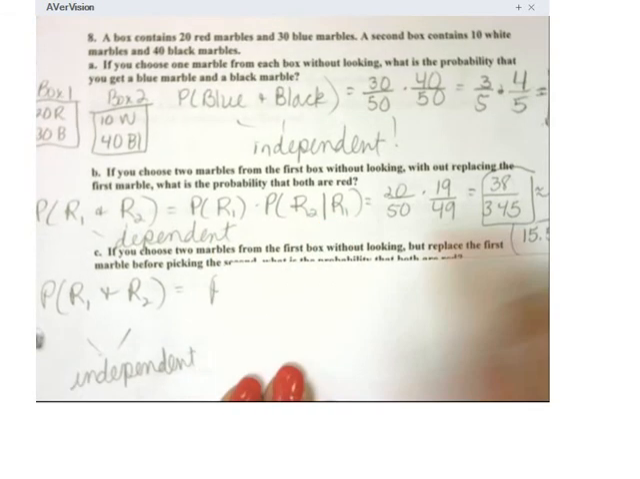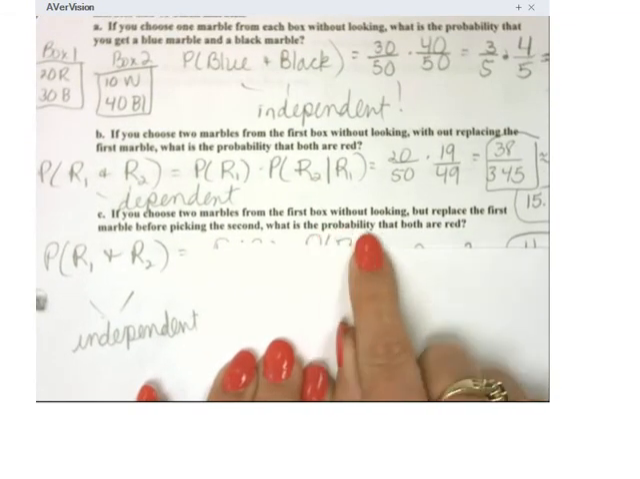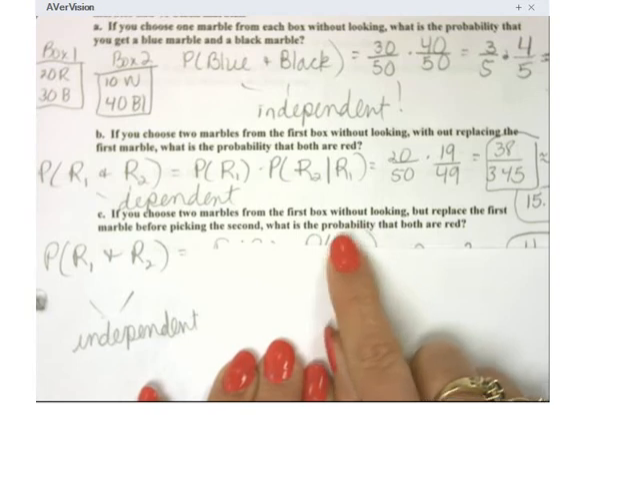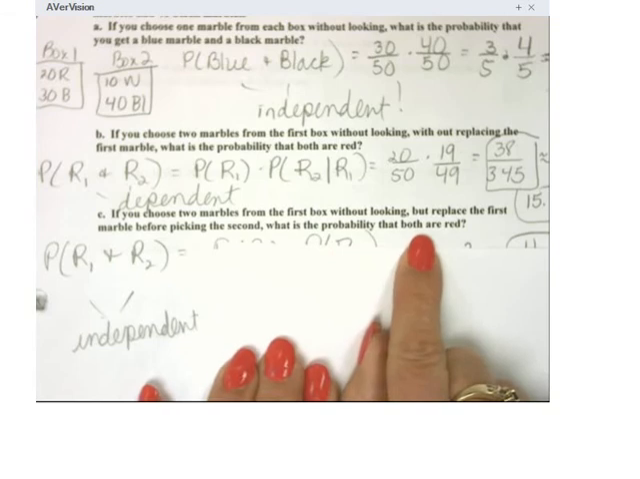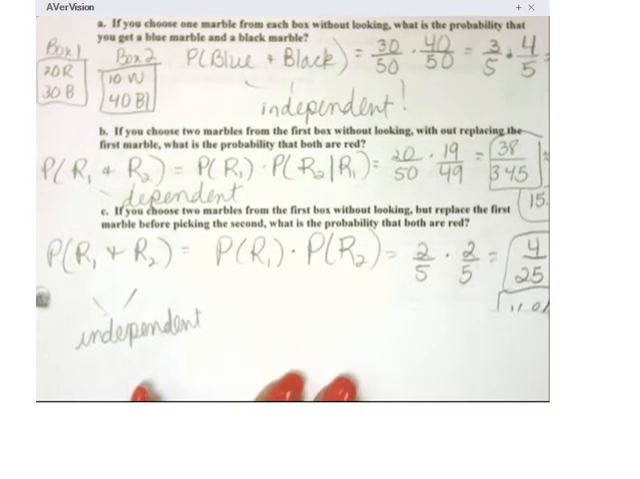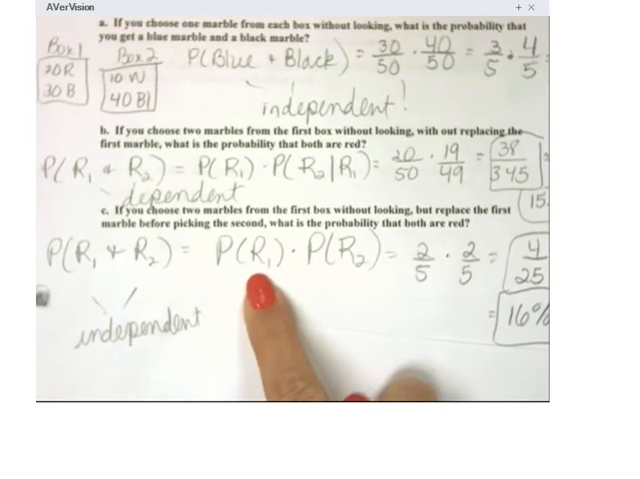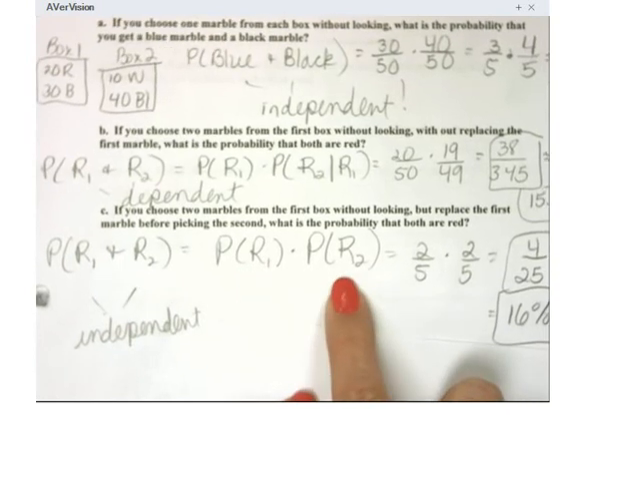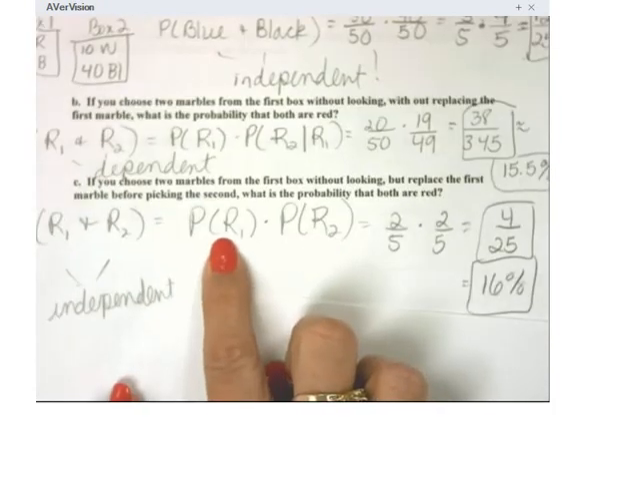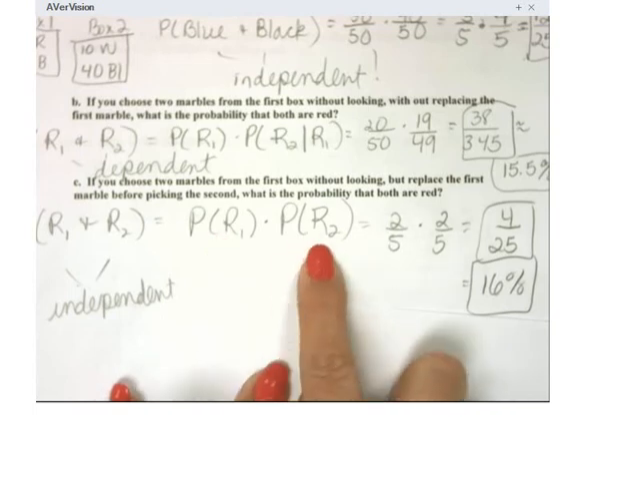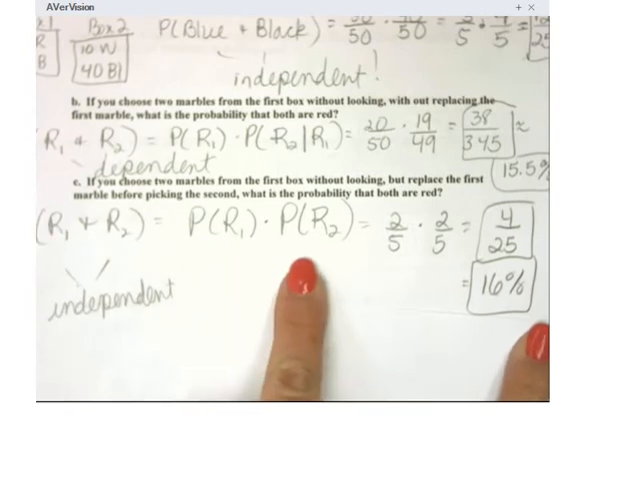Now, on the other hand, if I look at this last one, if you choose 2 marbles from the first box without looking, however you replace it after you pick, we want to find the probability that they're both red. And in this case, I do have independence because when I pick a red the first time, I put it back, and I have an equally likely chance of picking a red the second time. So me pulling a red one out the first time had no impact on this one being red the second time. So I have an example of independence here and non-independence.